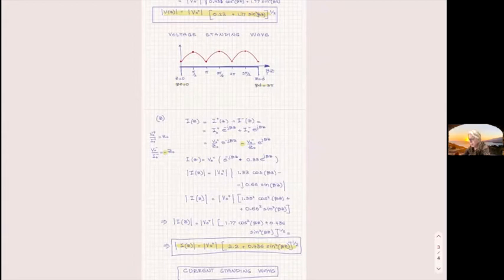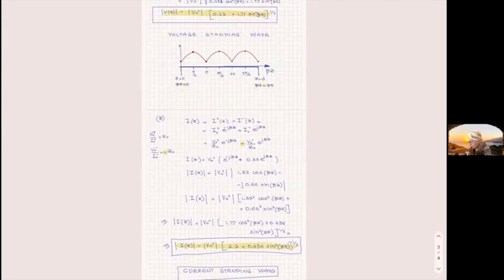Why are they important? Because they show you at what points on your line your voltage standing wave or your current standing wave have a minimum and where they have a peak. And this is important when you place on a transmission line what we call your matching networks, which we're going to do all of next week. So it's important to know.